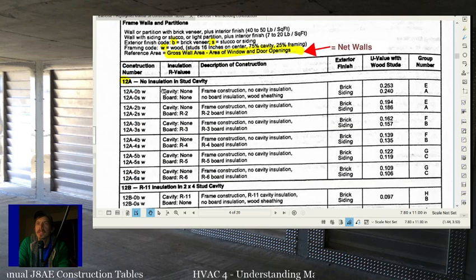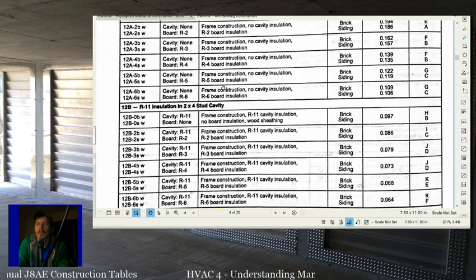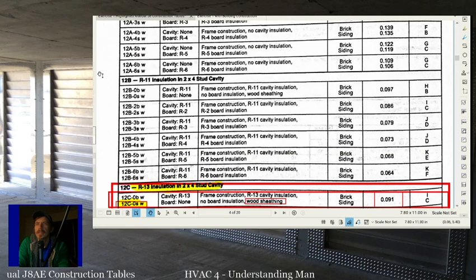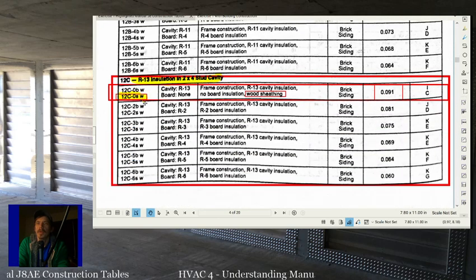This is no insulation in the stud cavity. We do have insulation in the stud cavity, right? We have R13. So we keep going. This is R11 insulation in the stud cavity. We don't have R11, we have R13. Keep going, 12C. There's our R13 insulation in the stud cavity, and there's the construction number we found, right?